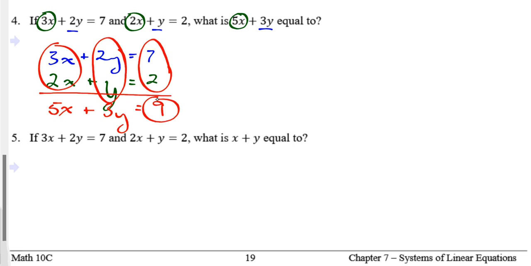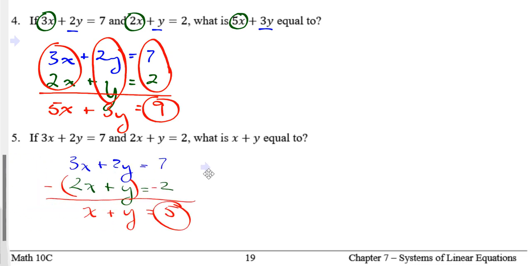That may suggest a strategy for number 5. For number 5, I start with the 3x in the first equation. I have a 2x in the second equation. I want just an x. So what if I were to subtract the two equations? There you can see my first equation subtracting the second equation. That means that on the right-hand side, I'll need to do 7 subtract 2 to give me 5. So x plus y will equal 5.